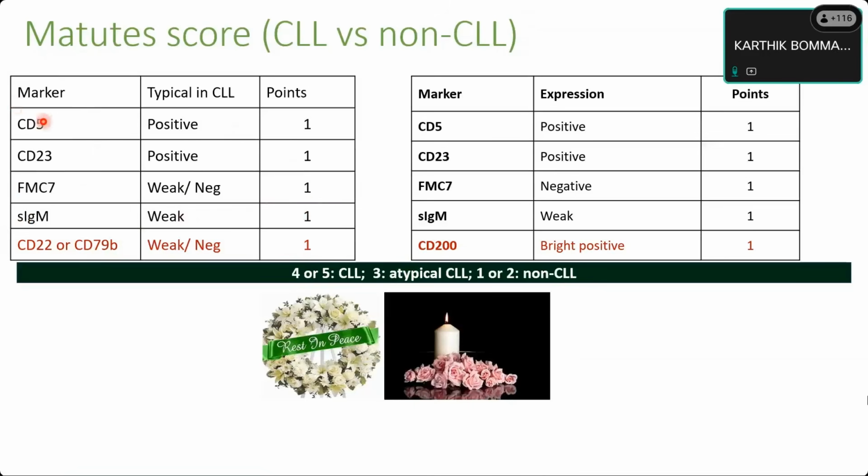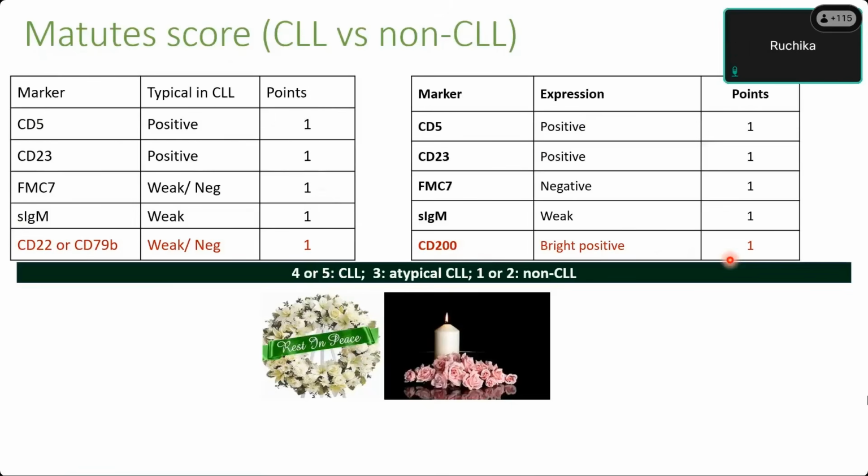This is the original Matutes, where we look for CD5, CD23, FMC7, surface immunoglobulin M, and CD22 or CD79b. If the score is 4 to 5, we call it CLL. If it is less than 2, we call it non-CLL straight away. So this is the original Matutes; this is the modified Matutes. In modified Matutes, instead of CD22 or CD79b, people started using CD200. So if CD200 is positive, we give 1 score. Clear? So Dr. Ruchika, what are all the components of the modified Matutes?